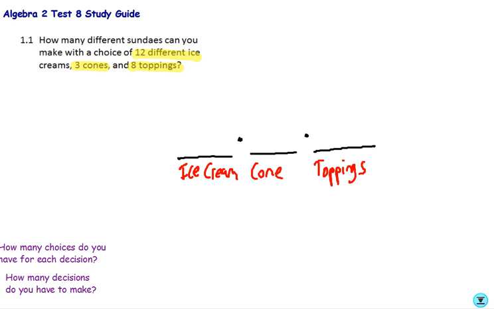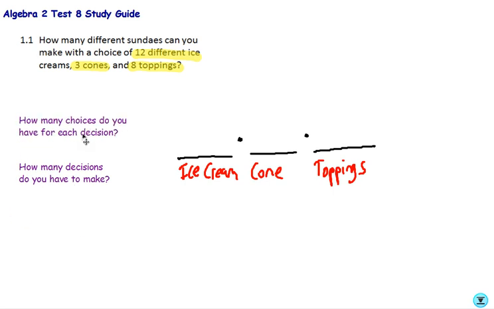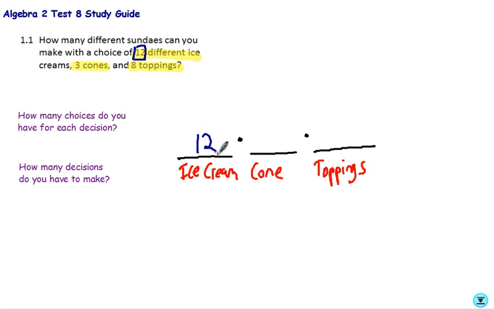So again, our 3 decisions were what kind of ice cream, what kind of cone, and what kind of toppings. Then we ask ourselves, how many choices do you have for each decision? If we take a look, it looks like we have 12 different choices of ice cream, 3 different kinds of cone, and 8 different toppings. So if I wanted to know what those 3 multiplied out, it's actually always multiplying.